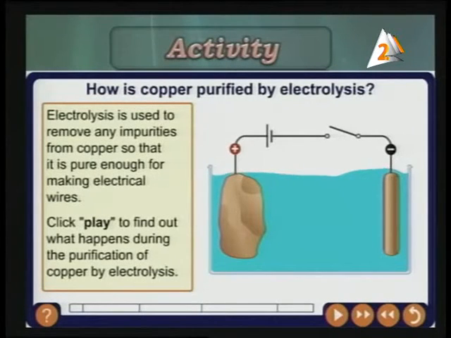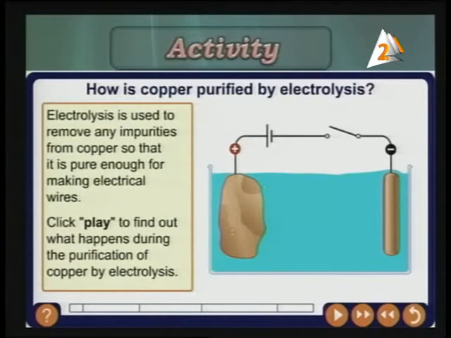After that, we have another one: how can copper be purified? Purified by electrolysis. We have electrolysis also here to make purification of some kinds of metals, like copper. So electrolysis is used to remove any impurities from the copper so that it's pure enough for making electrical wires.